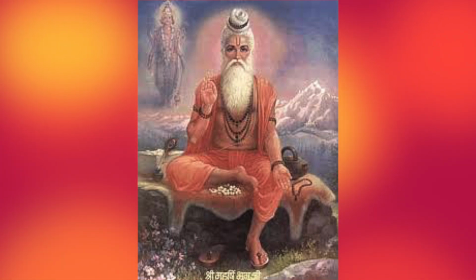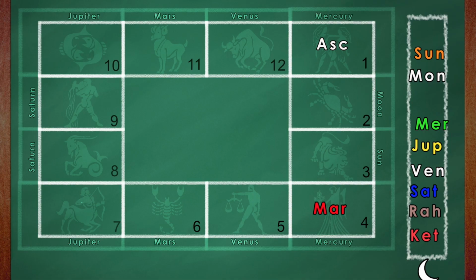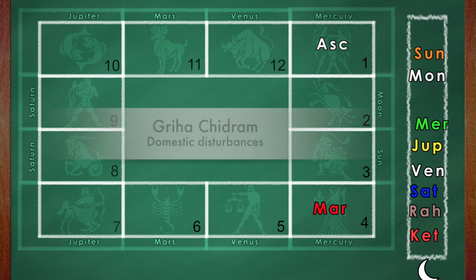The translation is by Dr G S Kapoor. Sage Bhrigu starts by saying, Mars in the fourth house gives the following results. Graha Chidram.